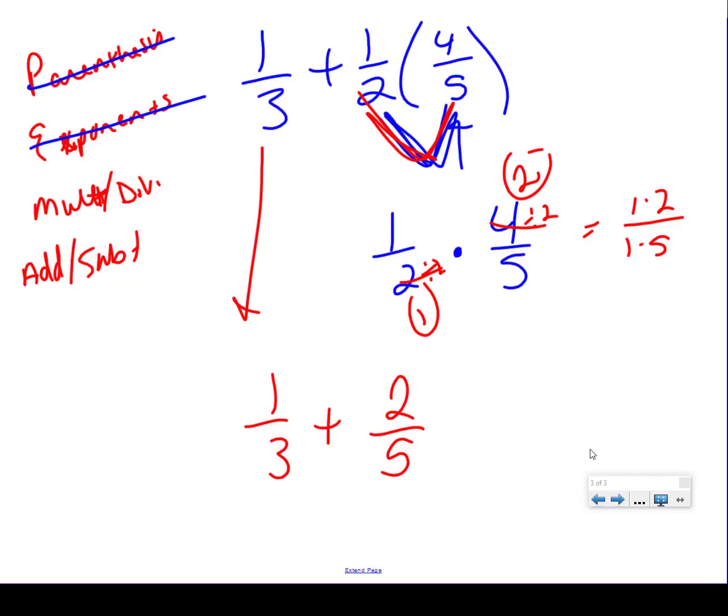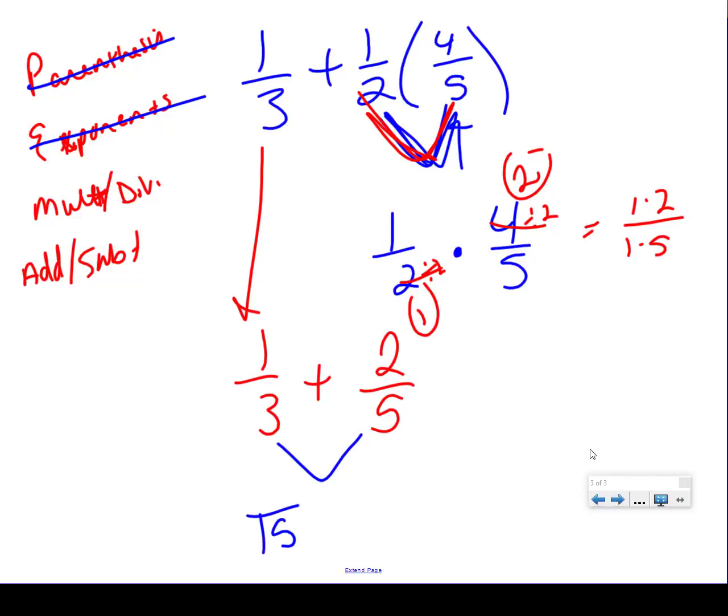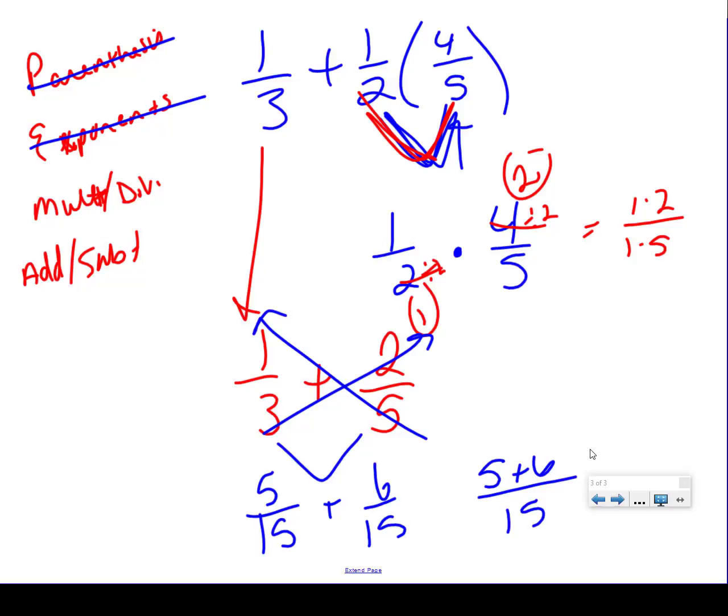What have I not used? The plus 1/3. At this point, I'm adding, and remember, for adding and subtracting, I need a common denominator, so I multiply my denominators to get 15, bring down my plus sign, multiply the diagonal and get 6, and the other diagonal and get 5. Now I'm adding across the top to get my final answer. 6 and 5 give me 11 over 15, and this is my final answer because it cannot simplify.